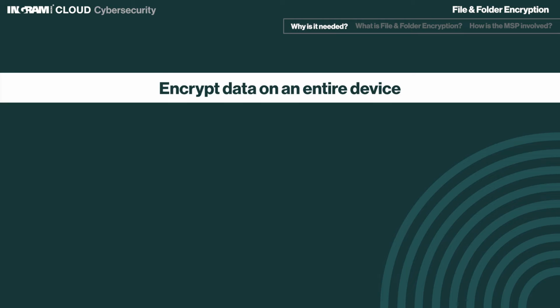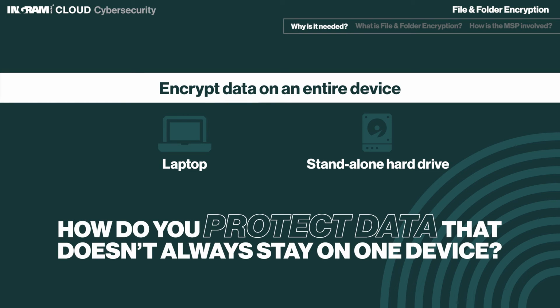As we discussed in our disk encryption videos, one way to prevent data theft is to encrypt data on an entire device, such as a laptop or a standalone hard drive. But how do you protect data that doesn't always stay on one device? That's where file and folder encryption comes in.